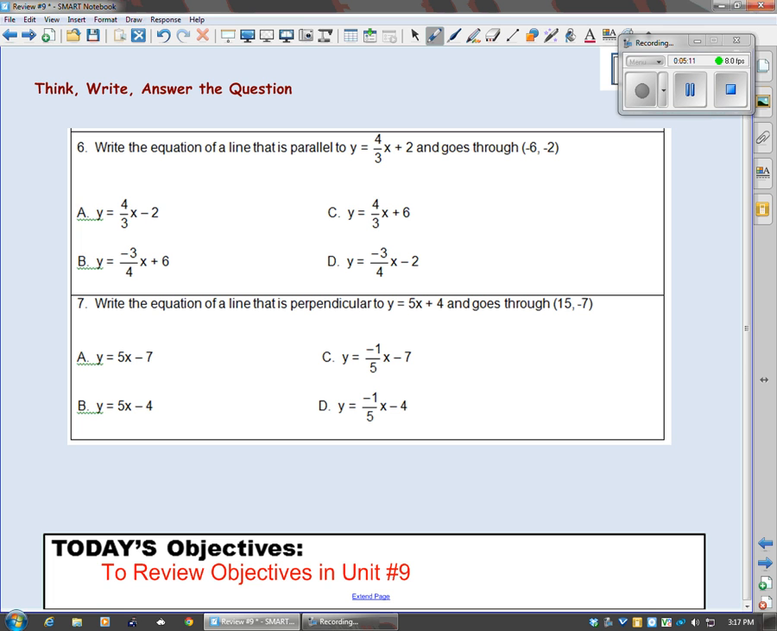Number 6. Write the equation of the line that is parallel to 4/3 x plus 2 and goes through the point -6, -2. Okay? Obviously, well, let's start with our steps. Step 1, x equals, y equals, m equals, b equals. Okay, so x is -6, y is -2. Parallel, my slope will be 4/3.